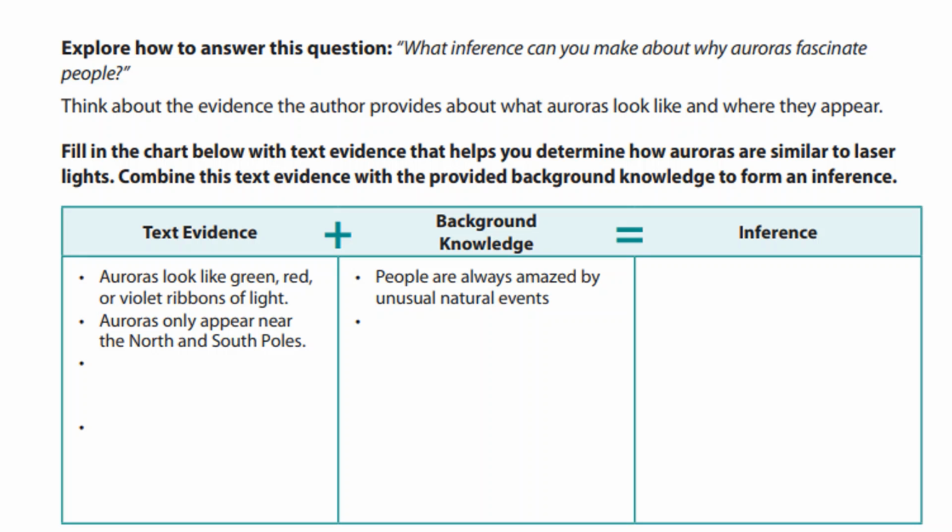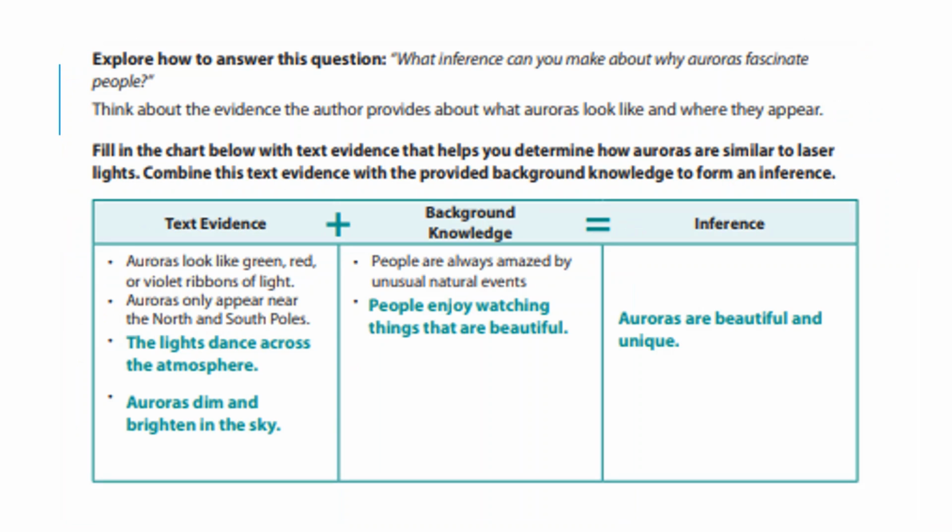So we know that auroras look like green, red, or violet ribbons of light. Auroras only appear near the north and south poles. Our background knowledge: people are always amazed by unusual natural events. So we're going to fill in the rest of this box. So, some more text evidence: the lights dance across the atmosphere.